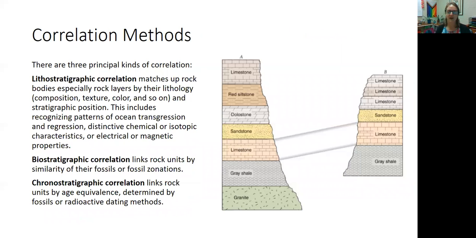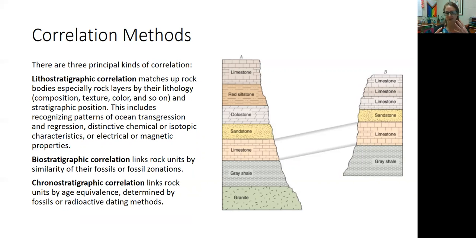Now, there are three different kinds of correlation. The first one is what we call lithostratigraphic correlation. And this is what we've been talking about, right? So anytime I see a type of rock, such as shale, and I know the lithology of that rock, I know what minerals it's made out of, I know what texture it is, I know what color it is, and so on and so on. And I see that a very similar rock somewhere else, then I can correlate them, right? Assuming that they are the same rock layer. That's lithostratigraphic correlation. I can also do this with biostratigraphic correlation.